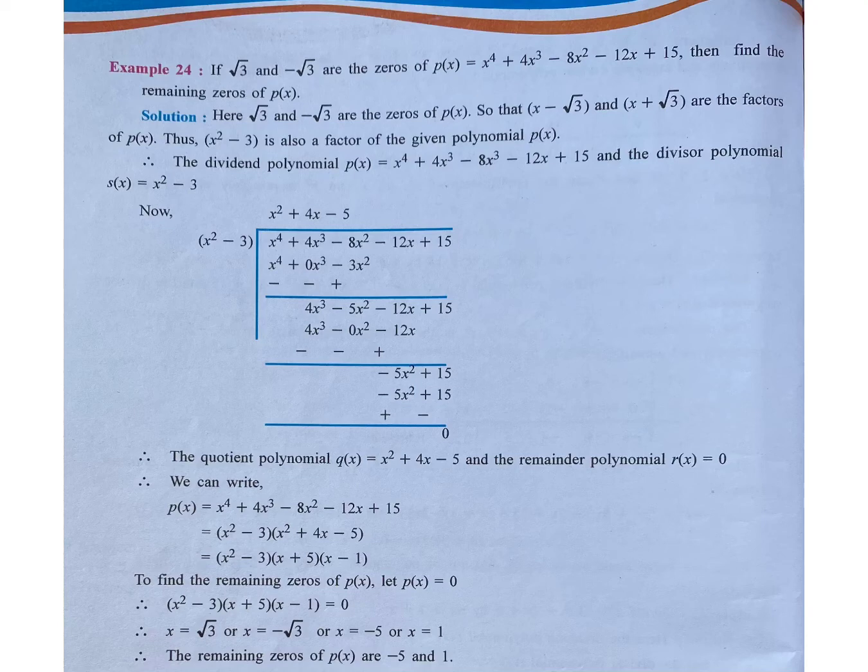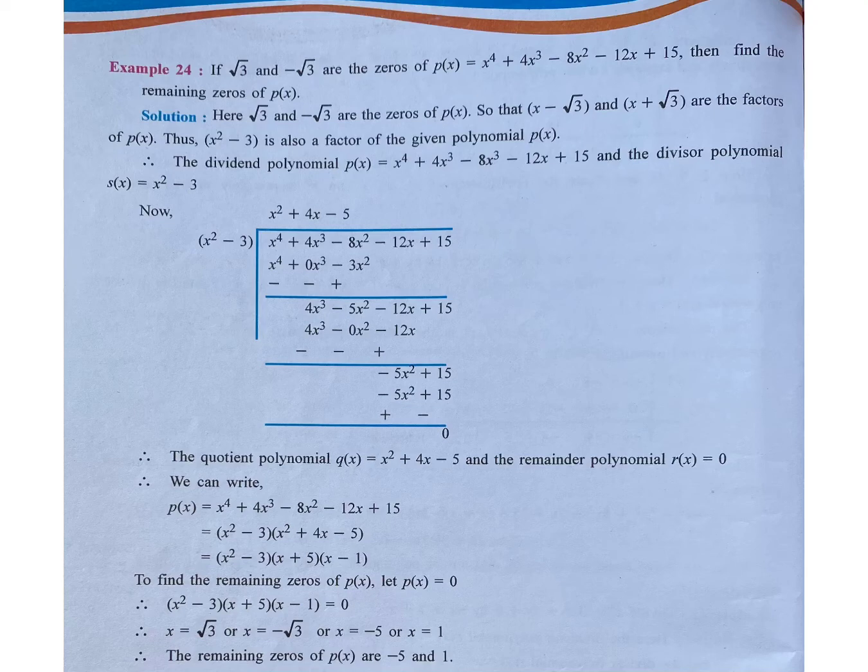But you can see that here in x square minus 3 there is no term containing x. So if you want, you can take x square plus 0x minus 3 while dividing, or else you can keep the term containing 0 in the missing place. Let us carry out the division process now. We have to divide x raised to 4 plus 4x cube minus 8x square minus 12x plus 15 by x square minus 3. First step is divide x raised to 4 by x square.